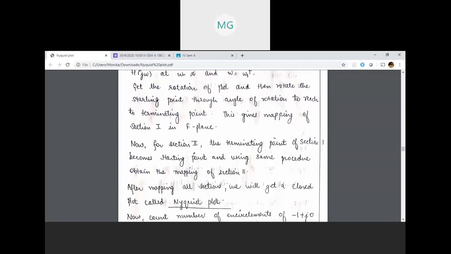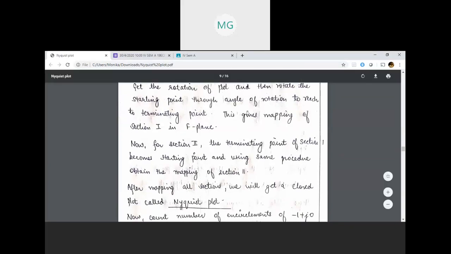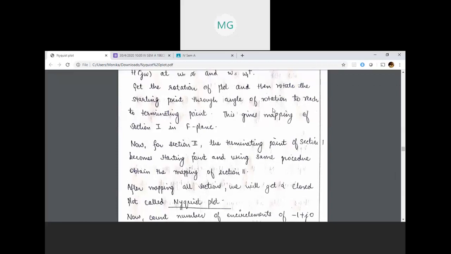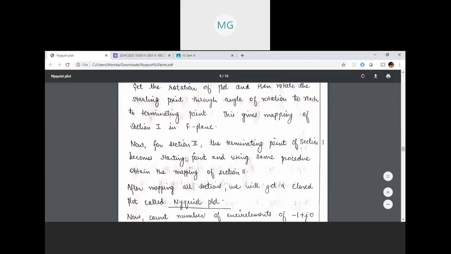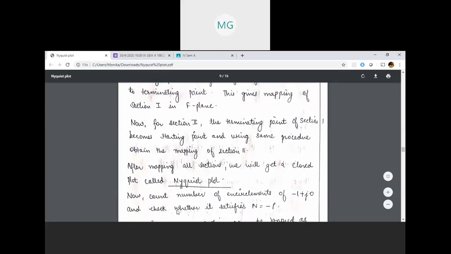Similarly, we will do the mapping of each section. We'll just find out the starting point, the terminating point and the angle of rotation, like how we used to do for polar plots. Using the same procedure, we'll plot for each section. After mapping all the sections, we'll get a closed plot, which is your Nyquist plot.